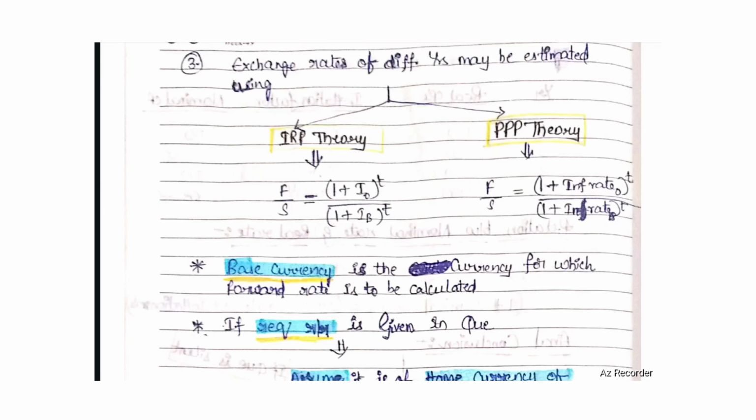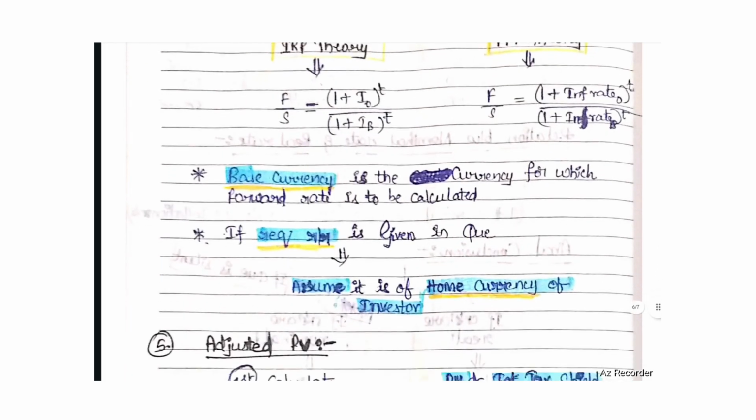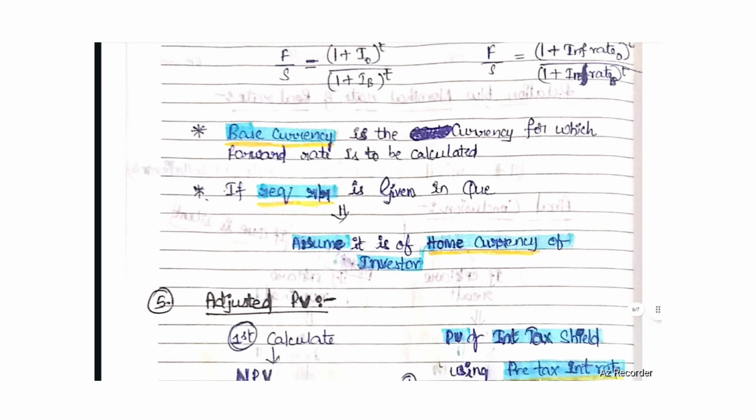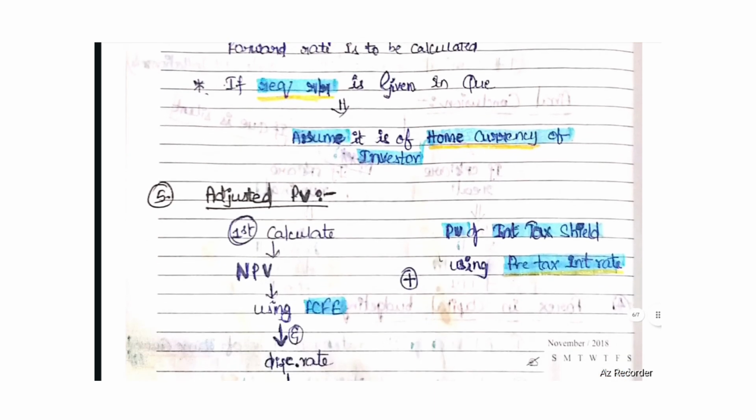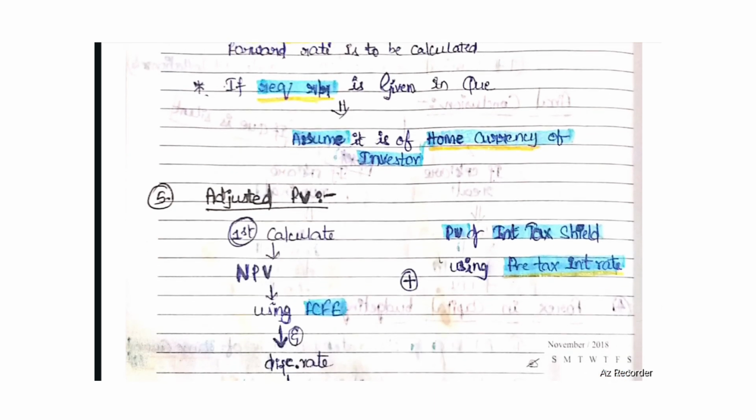As per purchasing power parity theory, F by S equals 1 plus RD divided by 1 plus RF. RD means inflation rate of domestic country, RF means inflation rate of foreign country. Base currency is the currency for which forward rate is to be calculated. If required rate of return is given in the question, assume it is of home currency of investor.